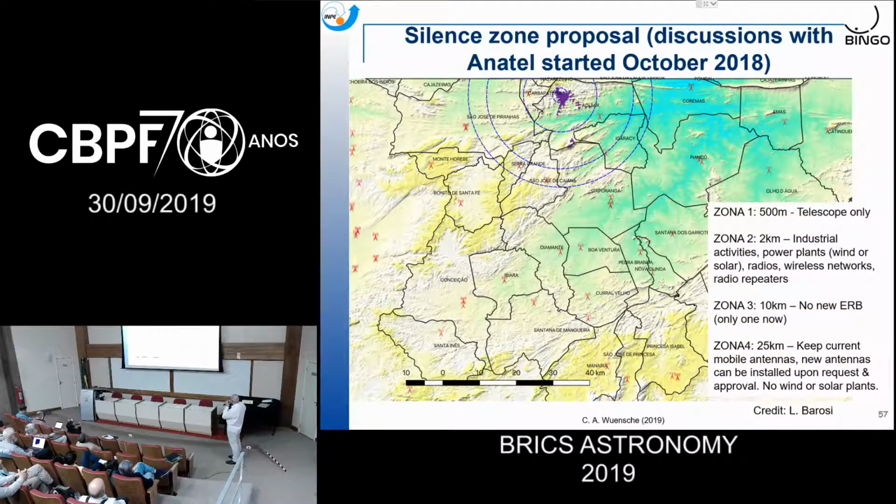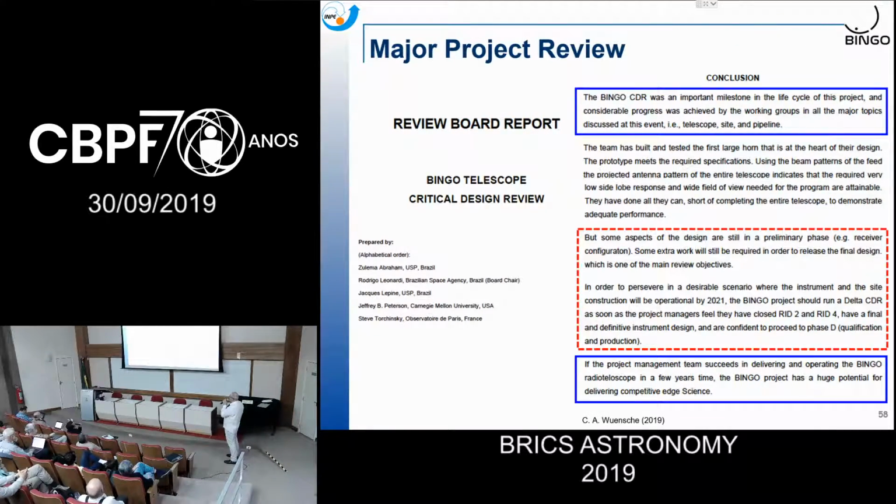So these are the requirements. We are working with the state company, with the federal agency. And I want to close with this here. That's the review board report that was issued to us. That was prepared by Zulema Abraham, Rodrigo Leonardi, Jacques Lepine, Jeff Peterson, and Steve Torchinsky. They are our committee. And they said that we have an important milestone in the life cycle.